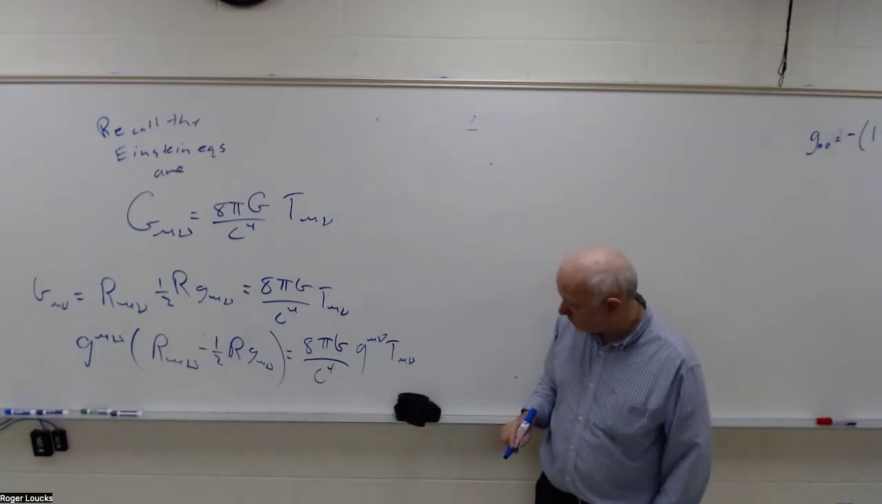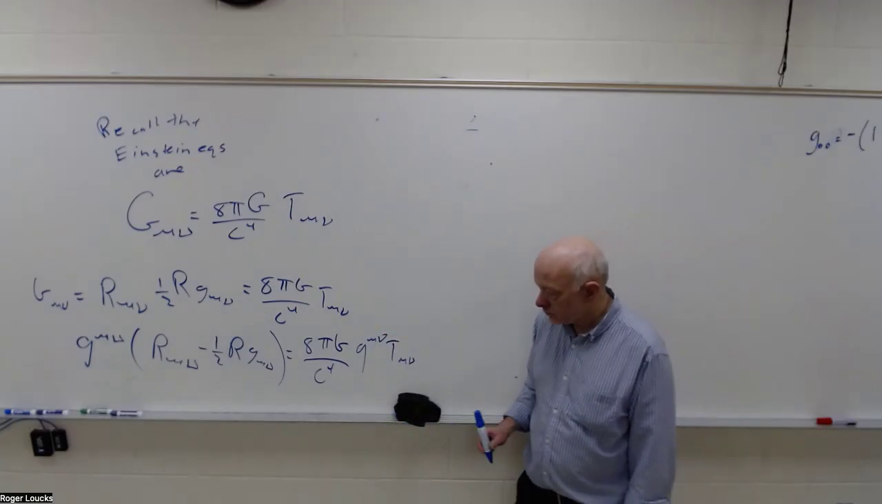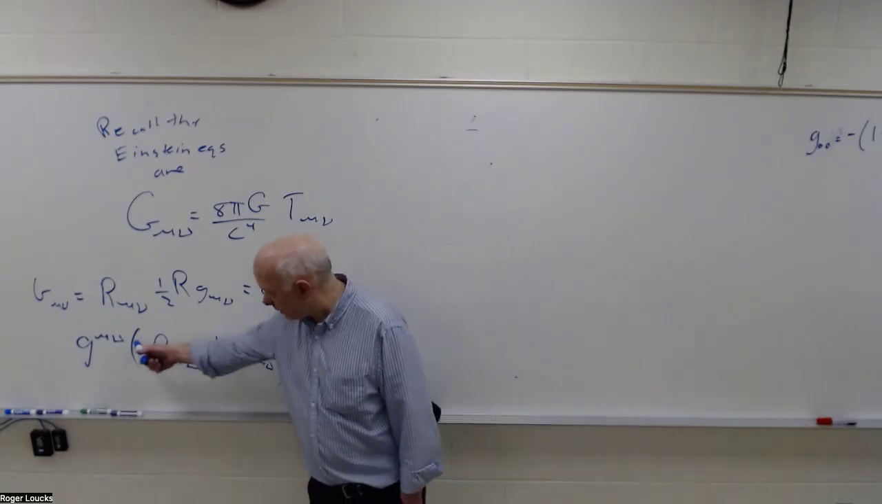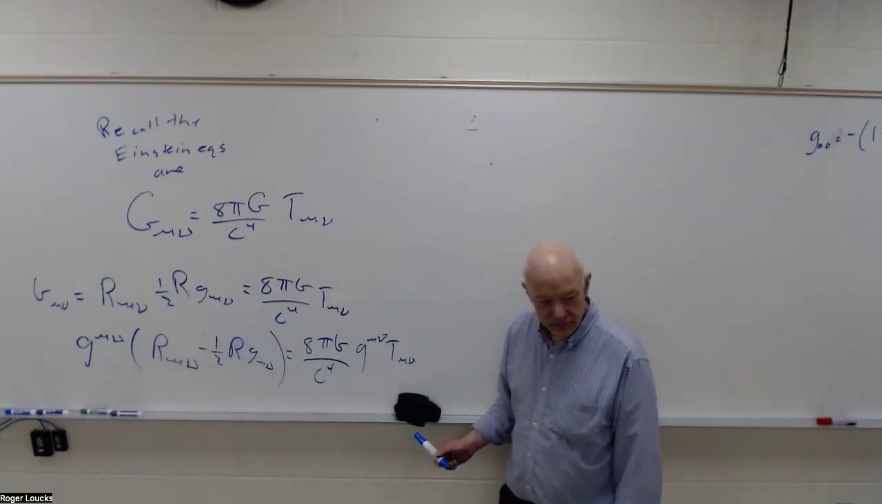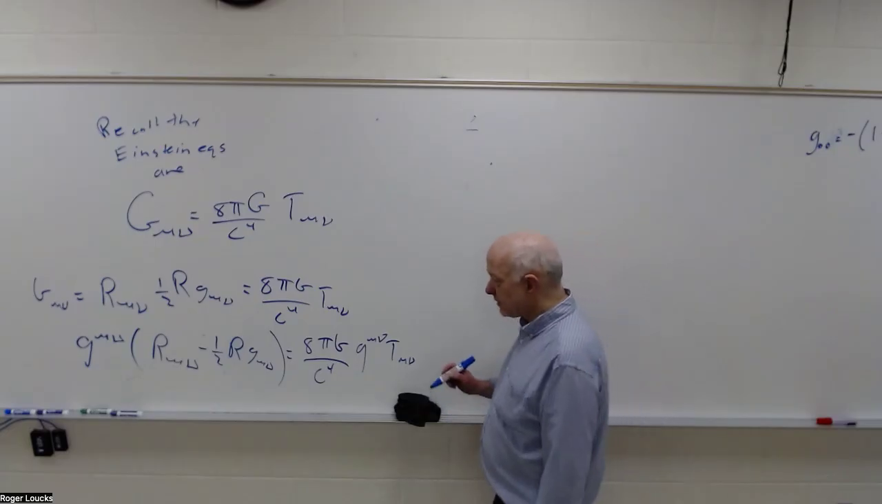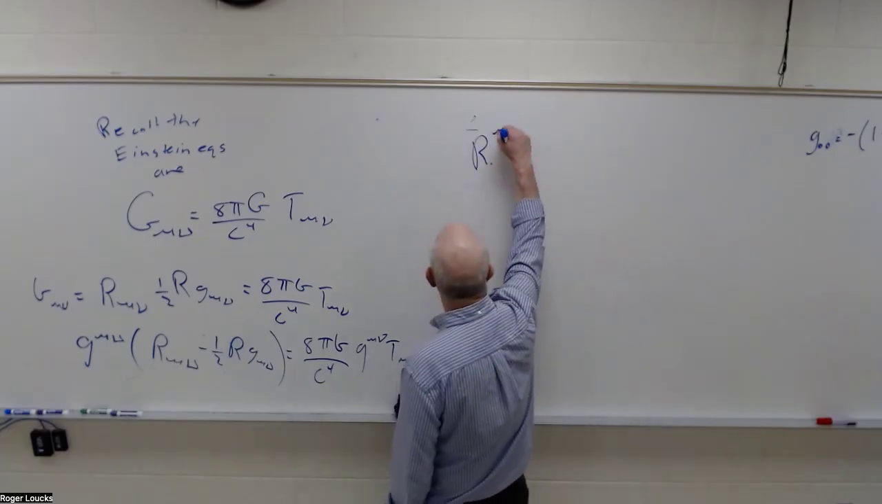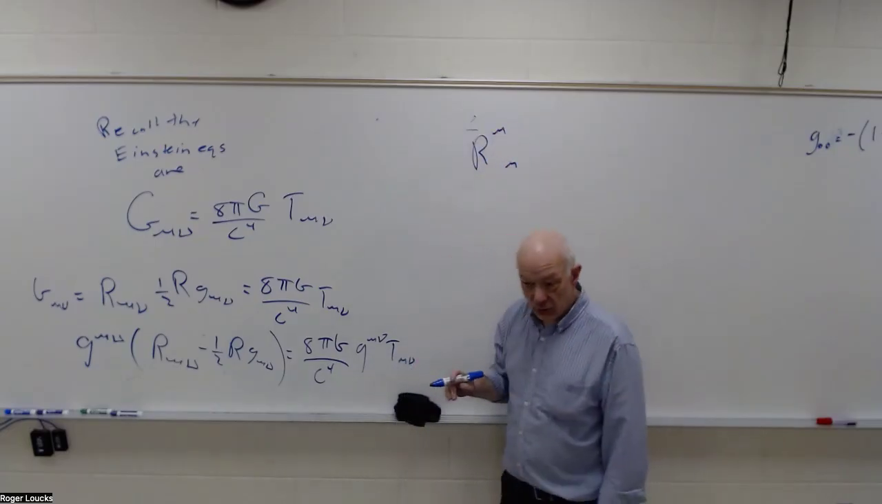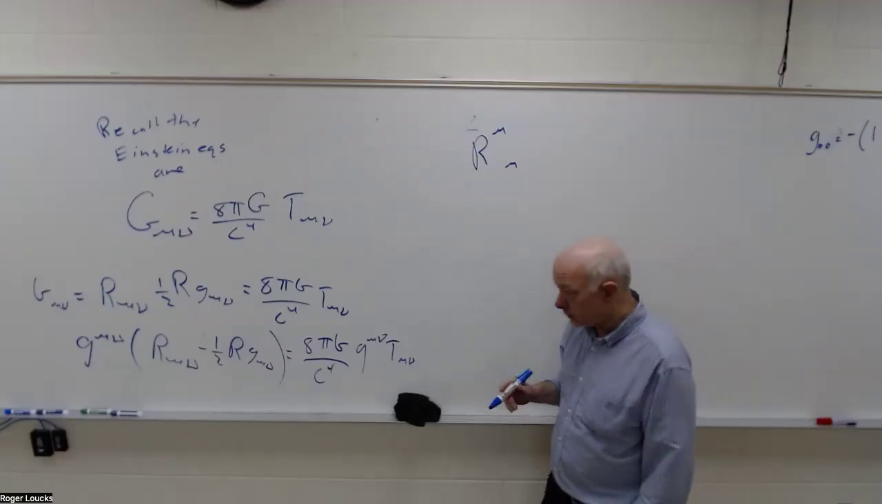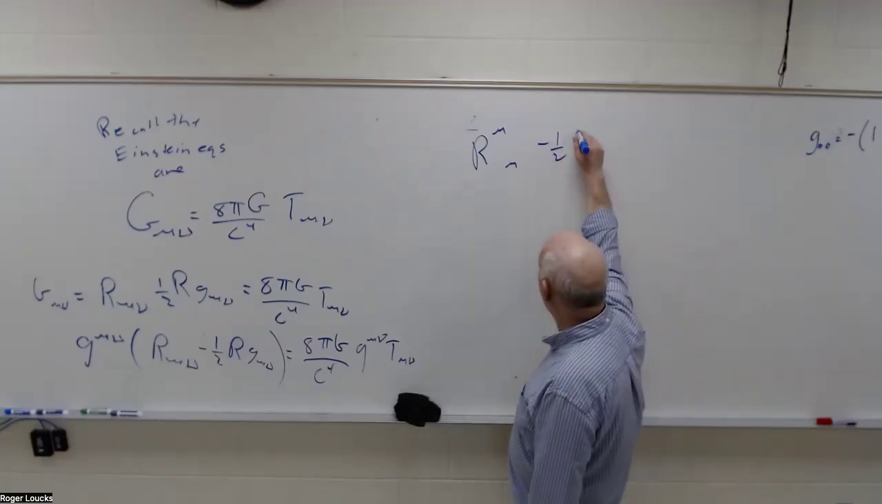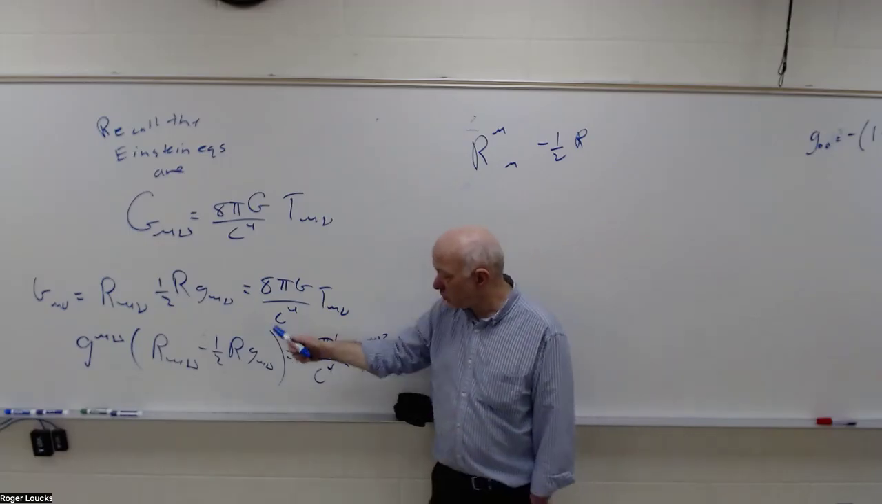What does that give us? This times this is the scalar R. Now that gives us R mu, or it also gives R nu. It doesn't matter which one you do. Minus a half R times G mu nu.